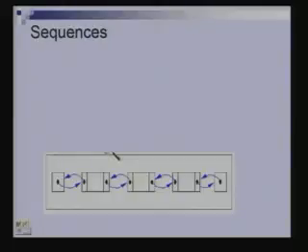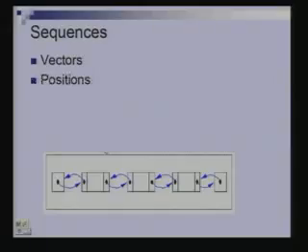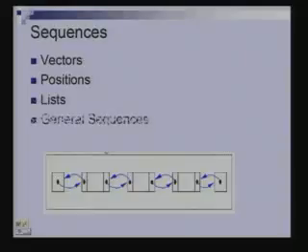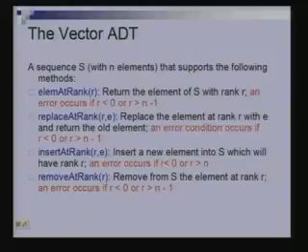So, that's all I wanted to discuss about queues and double-ended queues. Now we are going to go to the second part, and we will quickly look at some sequences. We are going to be talking about vectors, positions, lists and general sequences. We will be using the data structures that we have seen so far, arrays and linked lists, to implement these data types. So, what is the vector data type?